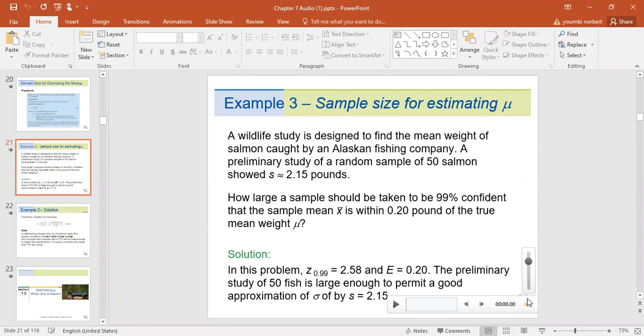Then, if sigma is known, the margin of error is E equals Z alpha over 2 times sigma divided by square root of n.